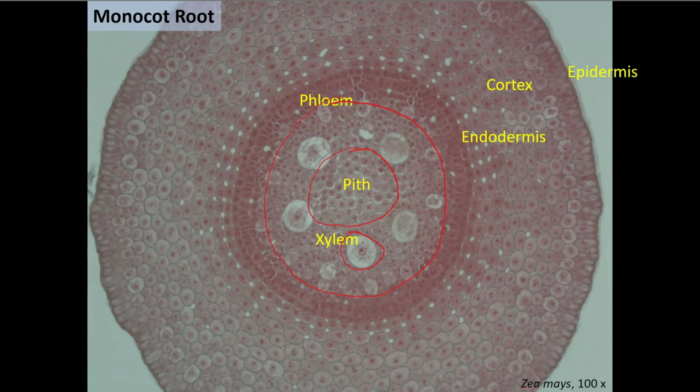Well, then you've got this endodermis layer right here. And then you've got a cortex. The cortex is going to go from the endodermis out to the epidermis. Excuse me, that line was a little too long. Epidermis is here, and cortex runs from here to here.